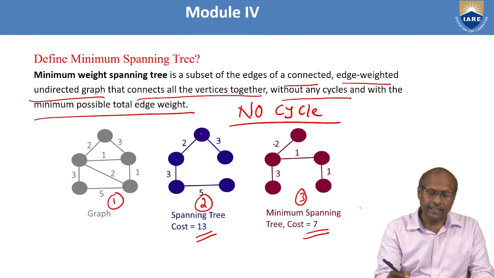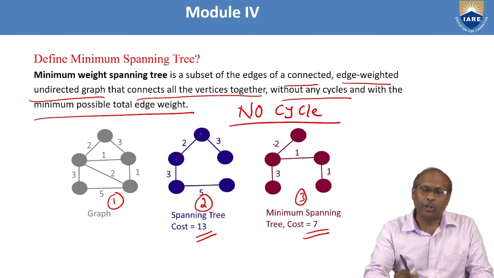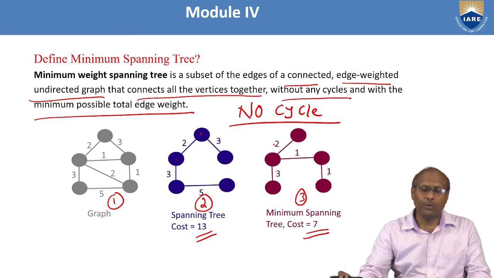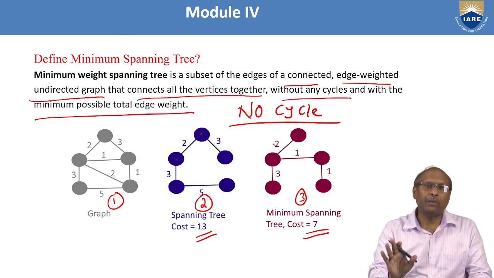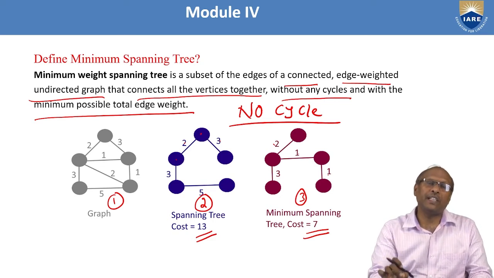Of course, the name indicates it: minimum means it should have minimum weight, spanning means it has to touch all the nodes, and tree means no cycle at all. So in the definition you can say a minimum spanning tree is a tree where there is no cycle at all, connecting all the nodes with the minimum weight.